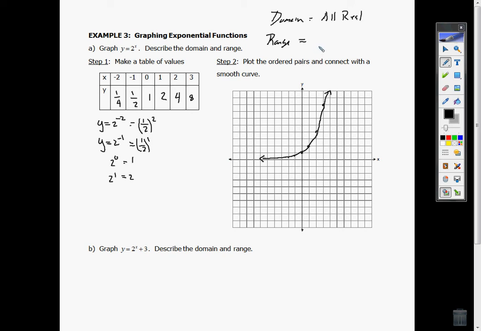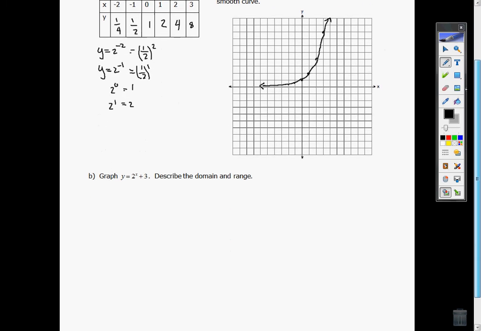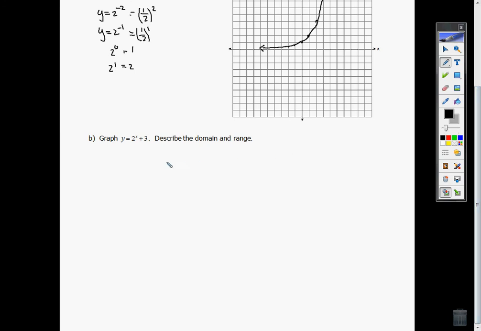Okay, so what I'm looking at here is a range that describes only the positive real values, only things like 1, 2, 3, 4, not things like negative 1, 2, 3, 4. So only all positives. Why don't you try part B, and we'll take a look at that in class.